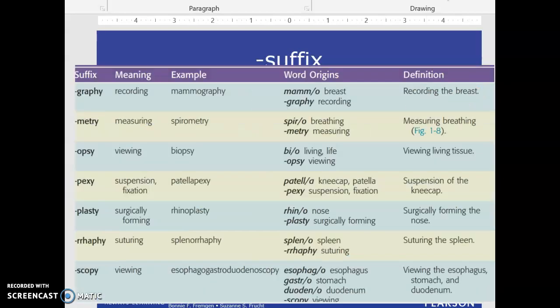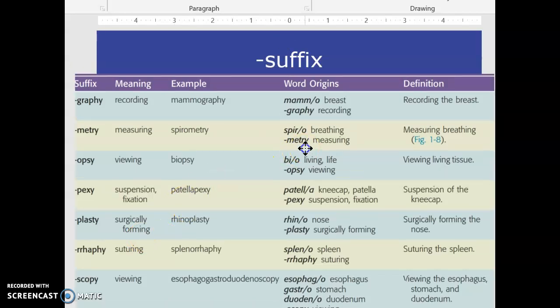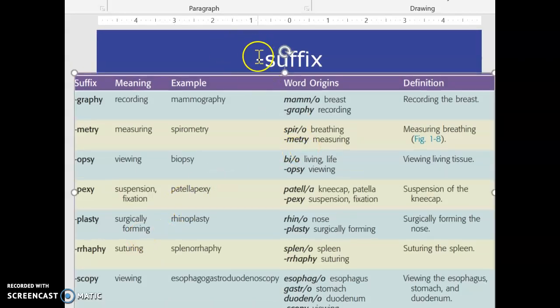Let's go to the suffix. There are some suffixes here. And remember, I told you a suffix will always have a dash in the beginning because it's at the end of the word. For example, let's say you're talking about graphy. We have heard mammography all the time. So what are we talking about? The word mammo is a combining root word meaning breast. Graphy means to record. Recording the breast is mammography. Another very common word that we use is scopy. Scopy means to view.